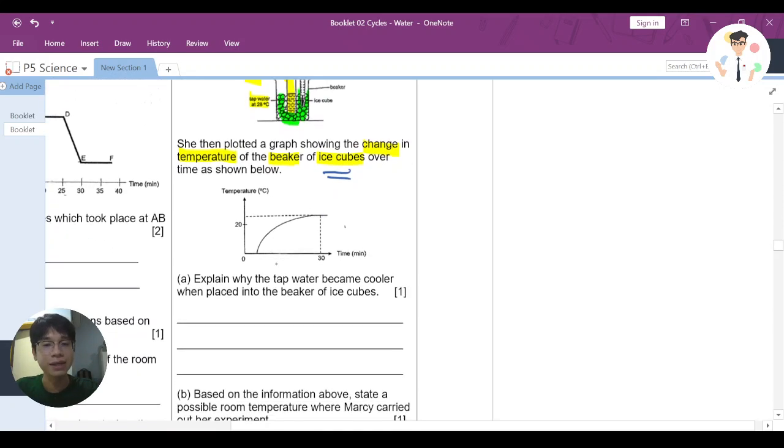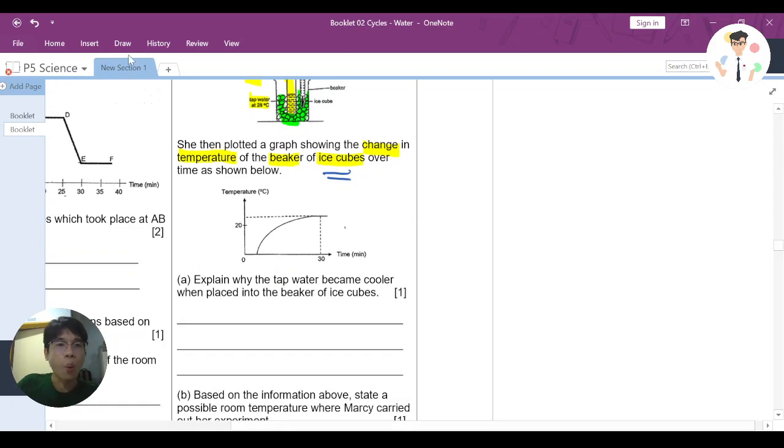So part A is asking why the tap water became cooler. Now we are back to the tap water. Why did it become cooler when placed into the beaker of ice cubes? If you want to explain, you can't just say because of the ice cubes, but how? There's a transfer of heat. The heat is transferred from somewhere to somewhere.